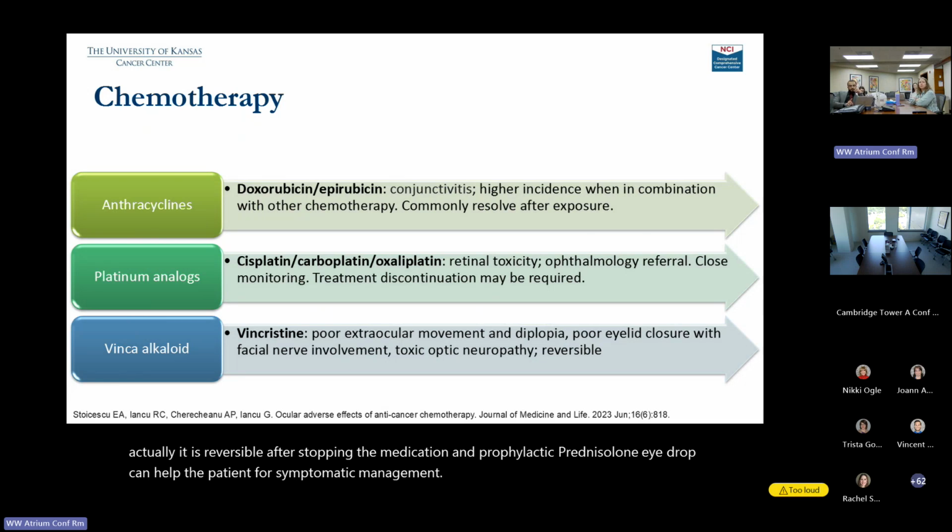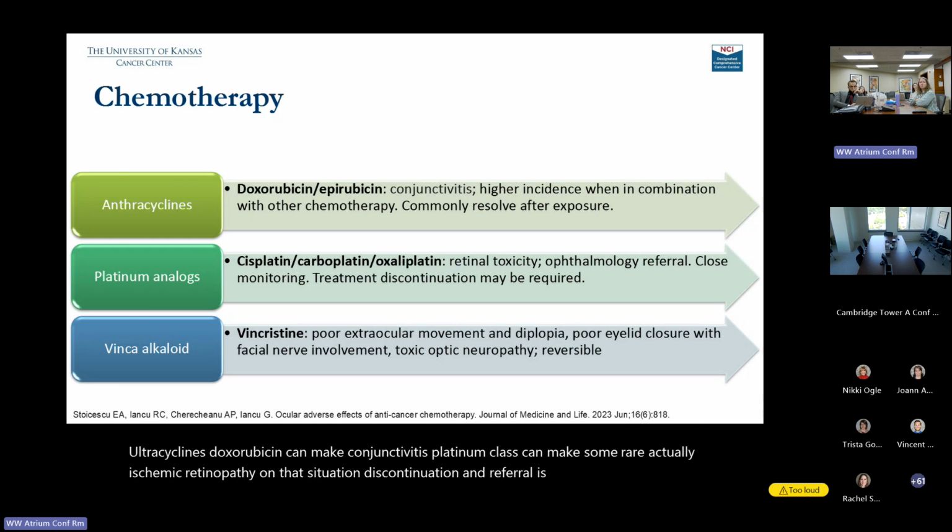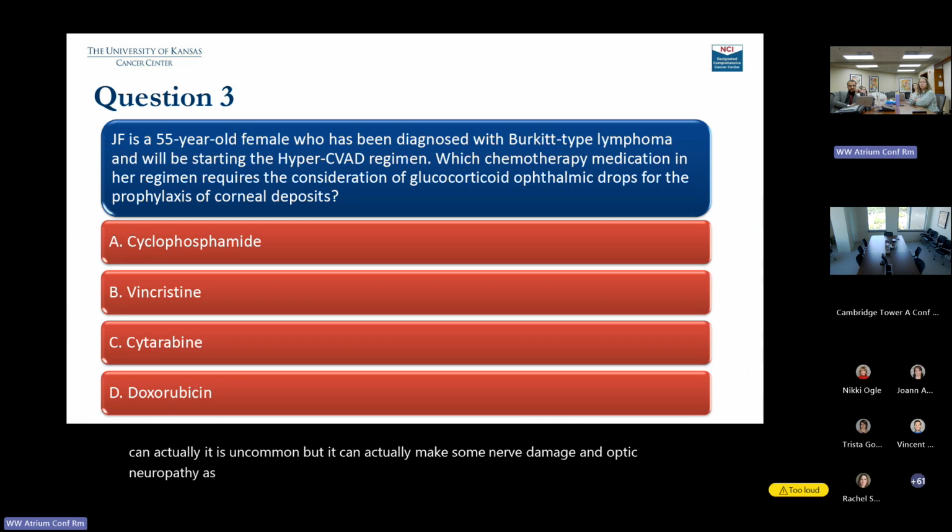Anthracyclines, doxorubicin can cause conjunctivitis. Platinum class can cause some rare ischemic retinopathy. In that situation, discontinuation and referral is required. And vincristine is uncommon, but it can actually cause some nerve damage and optic neuropathy as well. And let's start our last question.